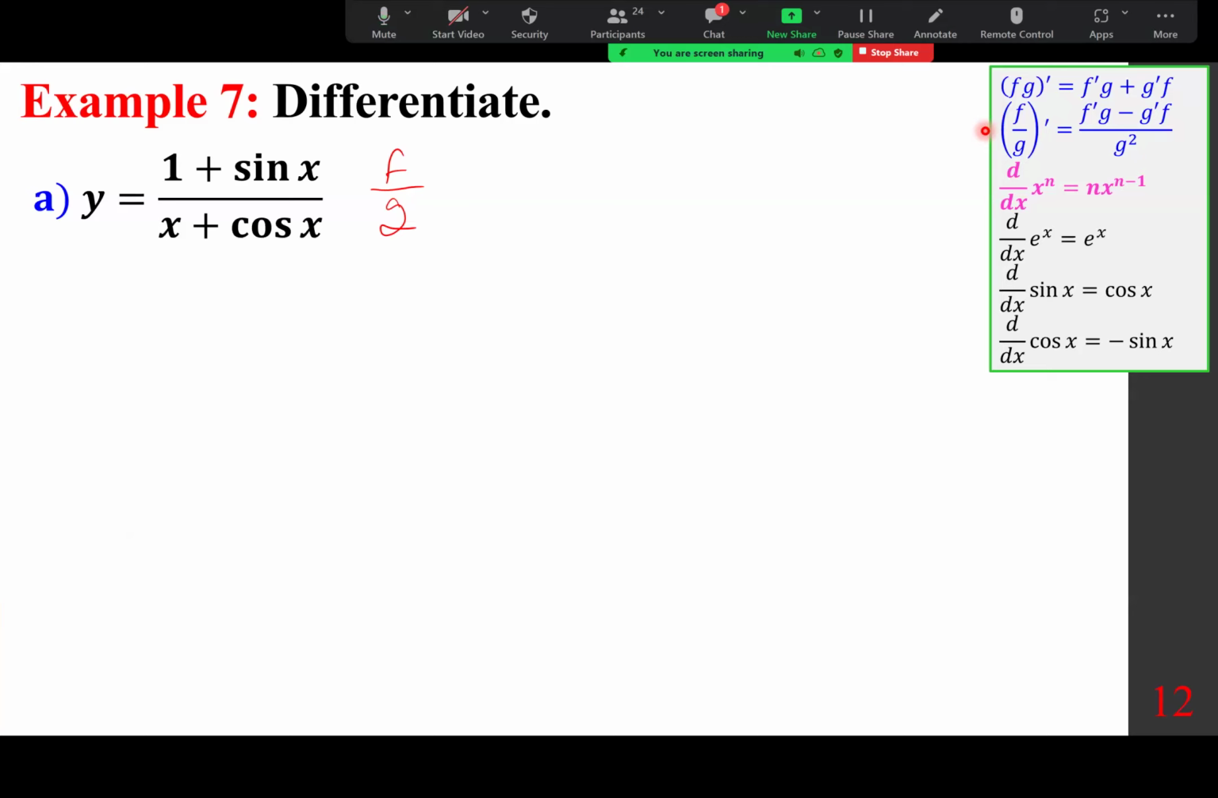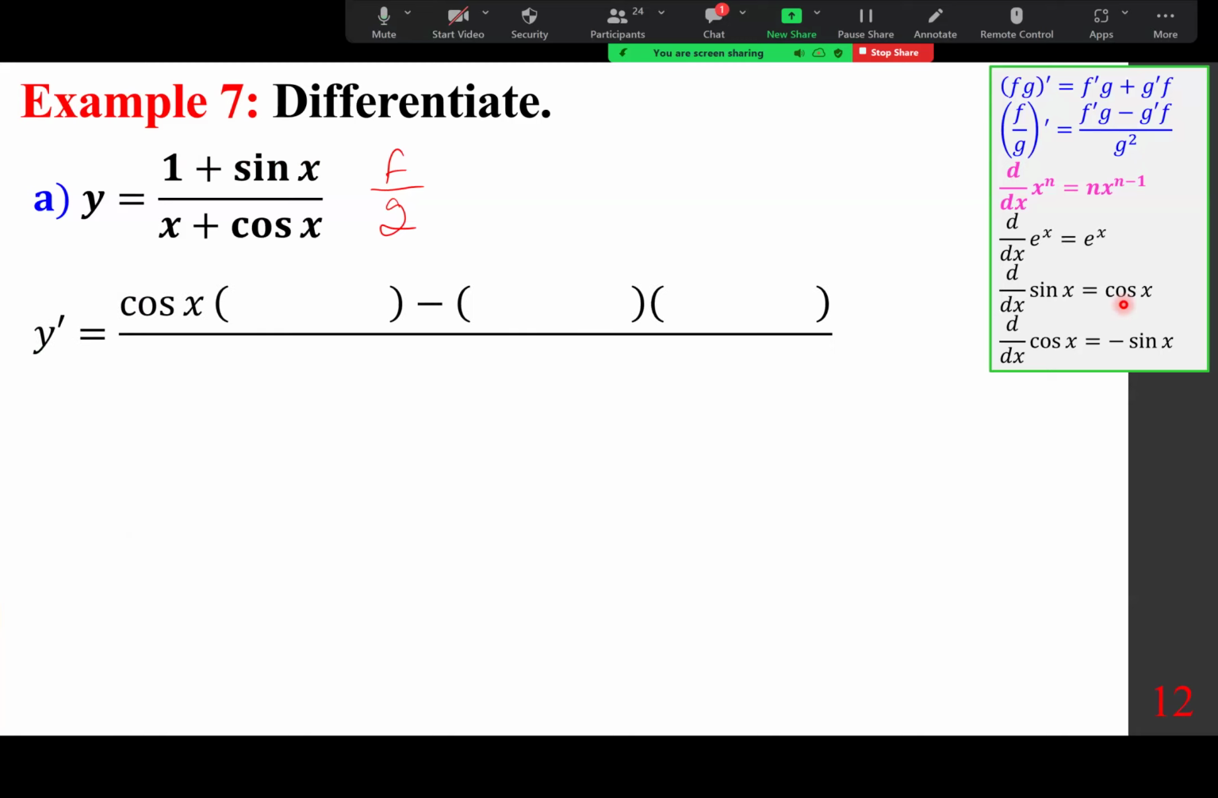So we have y prime equals, we have a fraction bar, the derivative of the top. This is 0, sine gives you cosine. Times what? Times g. So put the bottom here. g, x plus cosine x. Minus, now g prime. The bottom gives you the derivative 1 plus, cosine is negative sine, so 1 minus sine x, and then times f, times the top function.